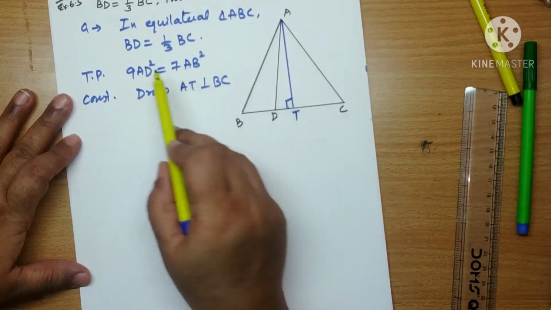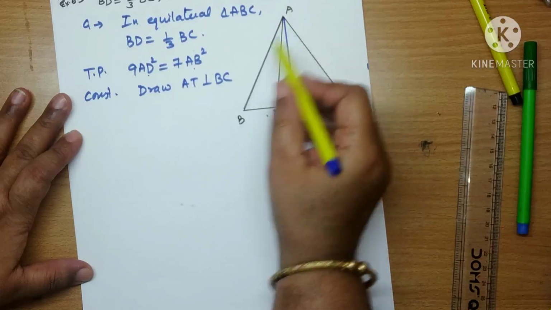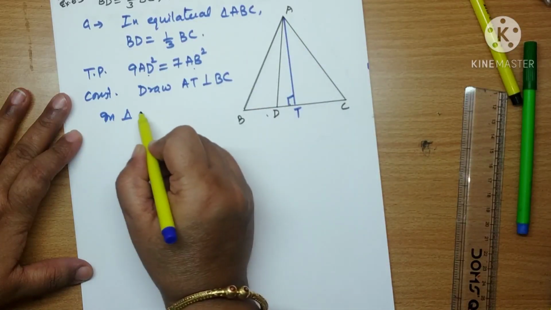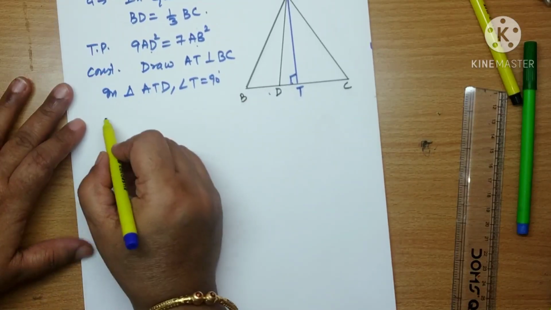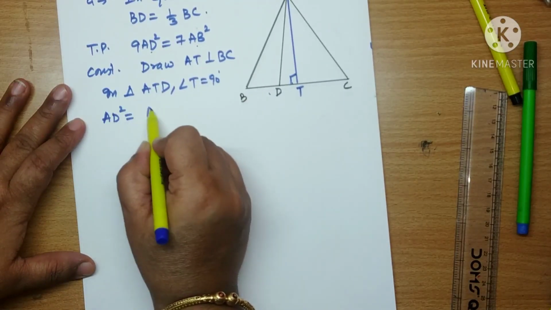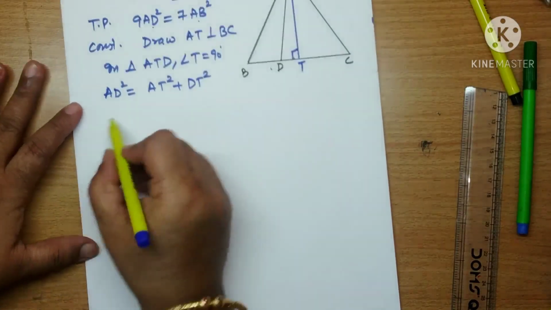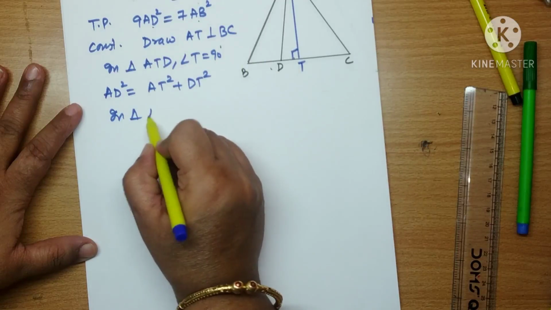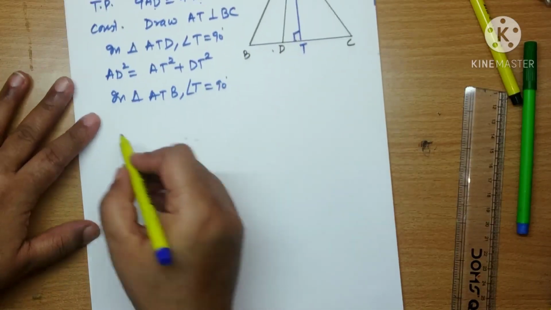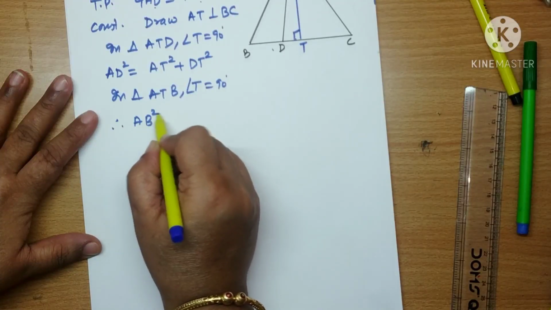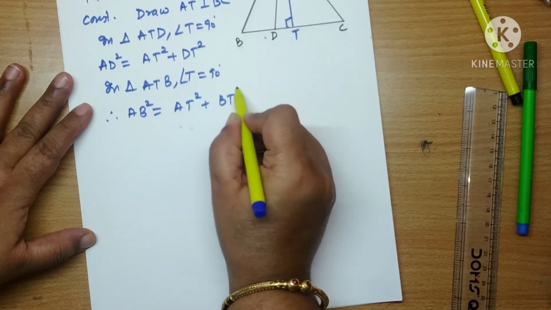Now in the relation I want AD, I want AB. AD will come from this triangle ATD. In triangle ATD, angle T is 90. So AD square is equal to AT square plus DT square. Simple Pythagoras. In triangle ATB, angle T is 90. Therefore, AB is the hypotenuse here, AB square is AT square plus BT square.